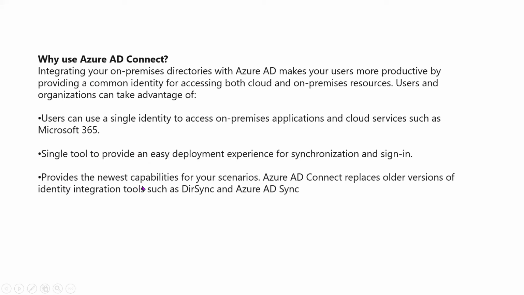Earlier, we had some other tools in this place. We had DirSync or Azure AD Sync. Now what Microsoft has done is provide the newest capability for your scenarios. Azure AD Connect replaces older versions of identity integration tools such as DirSync and Azure AD Sync. Why are we calling it an identity integration tool? Because it is integrating the identity. What is identity? In simple language, identity means username and password.